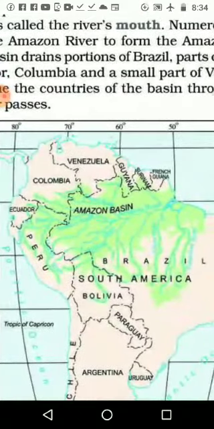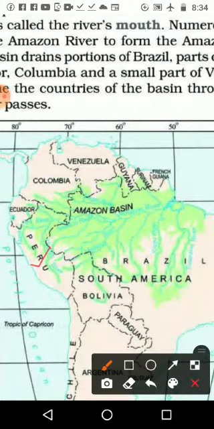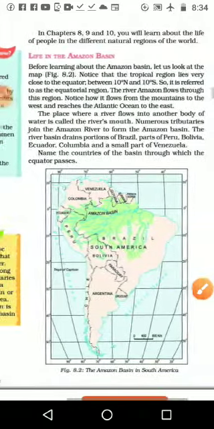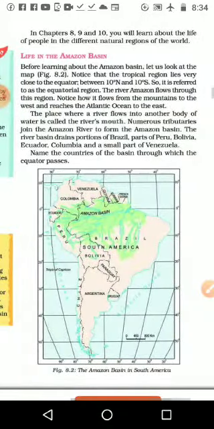Okay, starting here in Peru, some parts of Peru, then Ecuador, Colombia, parts of Venezuela, a very small part, then Guyana, then comes the Brazil area, maximum of it is in Brazil, then south Bolivia. Like that, many countries are sharing the water of which river? Amazon river. Name the countries of the basin through which the equator passes.